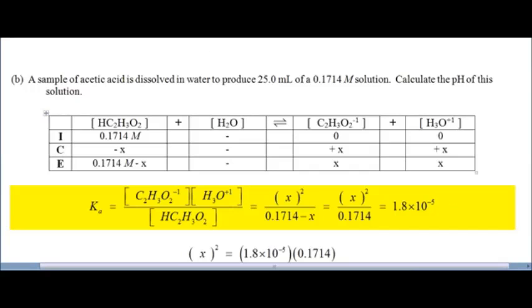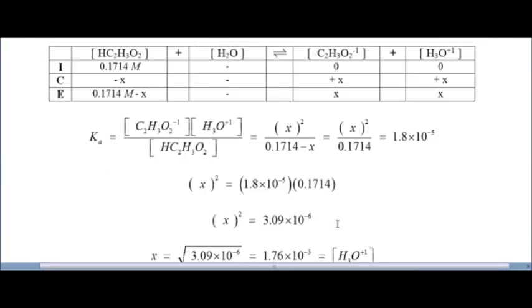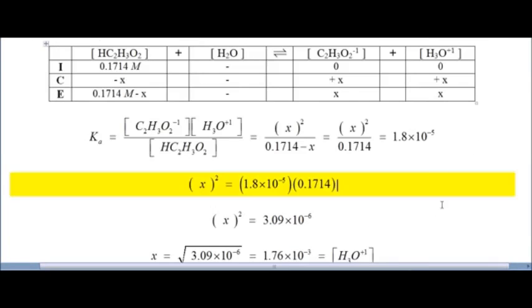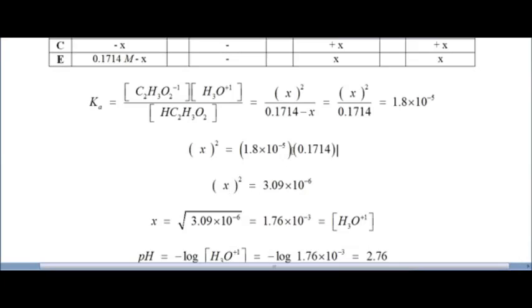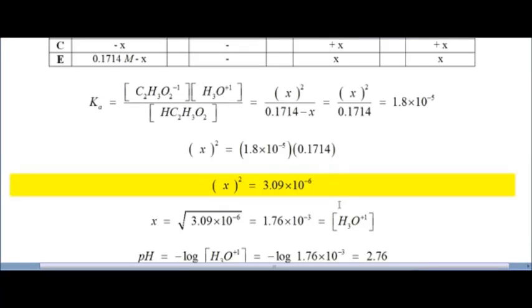So we're going to rearrange all the variables here so that we are down to this step here where we have x squared, which is our acetate and our hydronium concentration, equal to 1.8 times 10 to the negative 5 times the concentration of the acetic acid. What we did there was we took the 0.1714 and multiplied it on both sides, so we have the x squared all by itself. Once we multiply those two values together, we come up with 3.09 times 10 to the negative 6.